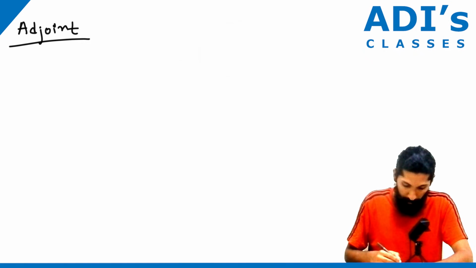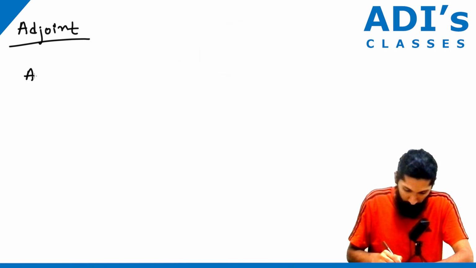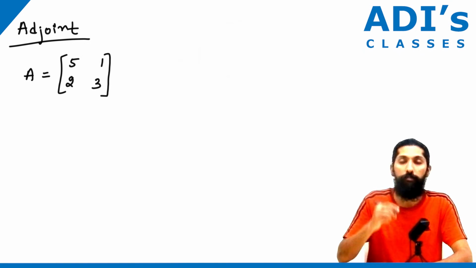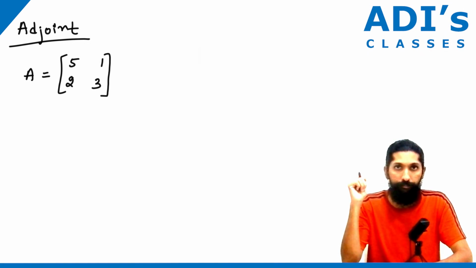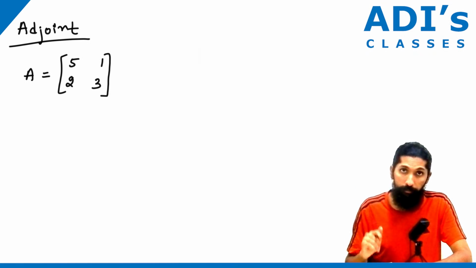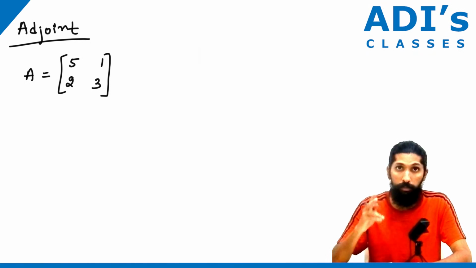Let's take an example of A, 5, 1, say 2 and 3. This is the matrix. Now we have to calculate the cofactor matrix of A, and then we transpose it.